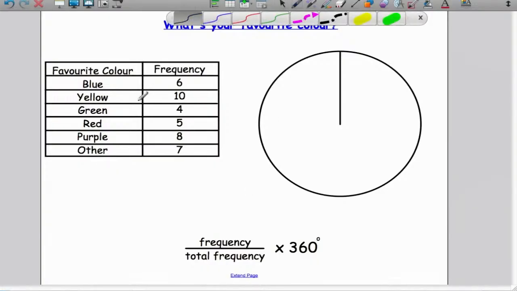So, we get that by adding up all the frequencies. So 6 and 10 is 16. And 4 is 20, 25, 33, and 7 is 40. So there was 40 people asked in total. And when we're finished, our whole pie chart, or the total amount, should come to a total of 360 degrees. Why is that? Well, because there's 360 degrees in a circle.